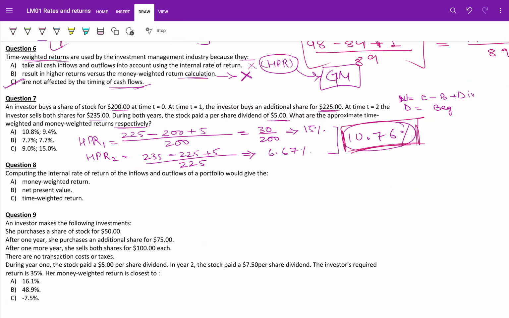10.76 is option number A. We have that in option number A. So we can make an inference here that option number A is correct, but we need to calculate the money weighted rate of return also. For the money weighted rate of return, we will calculate it from the internal rate of return, IRR, perspective.